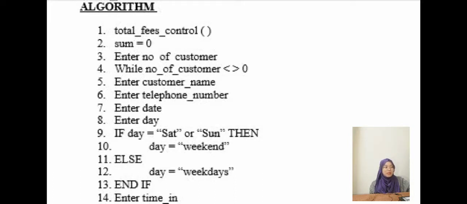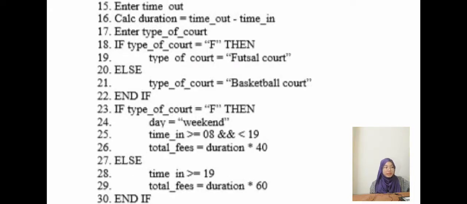That means when there is still a customer, the looping will be processing. And then we enter the customer name, telephone number, date, day, and then there is a condition here. If day equal to Sat or Sun, then day equal to weekend, else day equal to weekdays. And then we end the if. Enter time in, enter time out, and we calculate the duration, which is time out minus time in.